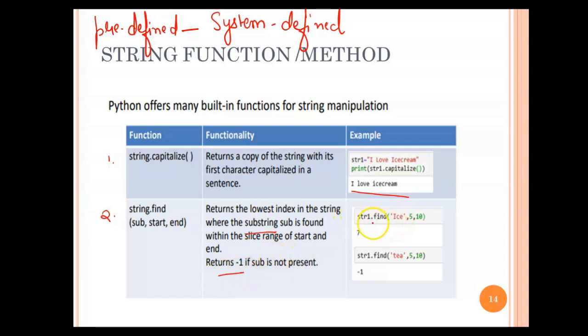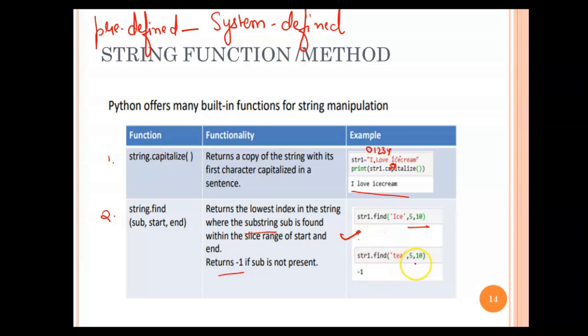Please check it. We are searching in str1, which is "I love ice cream". Now I am searching for "ice" between 5 and 10. The index goes 0, 1, 2, 3, 4, and then 5, 6, 7, 8. Here we have ice cream, so ice is coming in between 5 to 7. You have 0, then 1, 2, 3, 4, 5, 6 and 7. This is 7 because space is also considered. So you get the position where the first character matches the substring, so I is matching at position 7, and you get the answer 7 here.